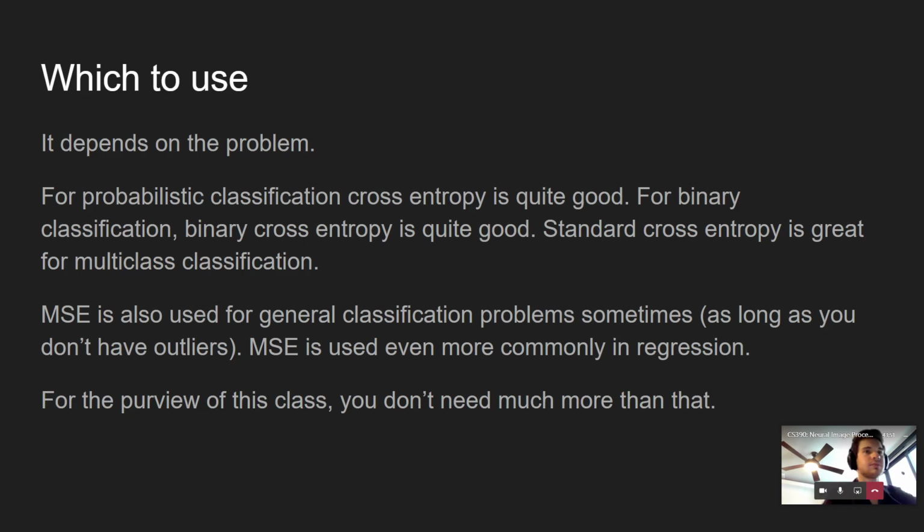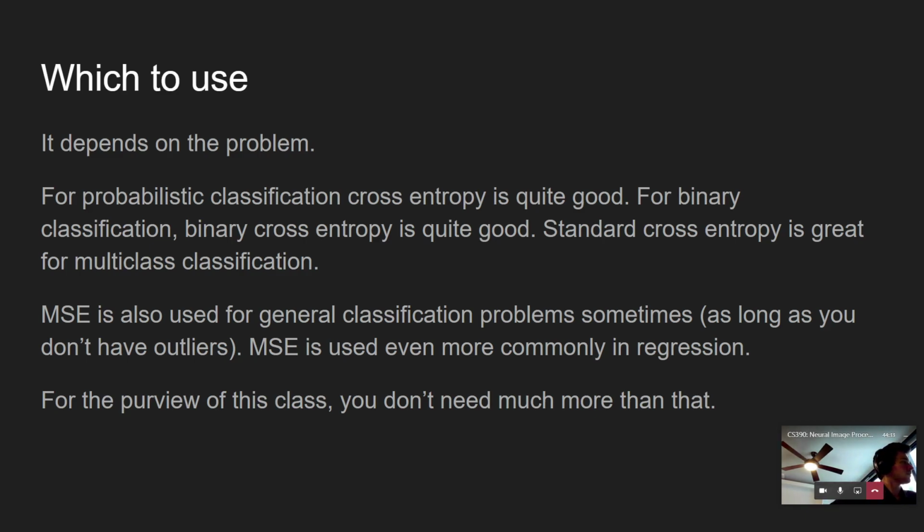So, which to use kind of depends on what you're doing. If you're doing probabilistic classification, probably use cross entropy or binary cross entropy. Both of those are good. Standard cross entropy is really good if you have many classes, obviously. MSE is not as great for this kind of probabilistic classification task. It's a lot better for things like checking generation of images, it can be pretty good with.